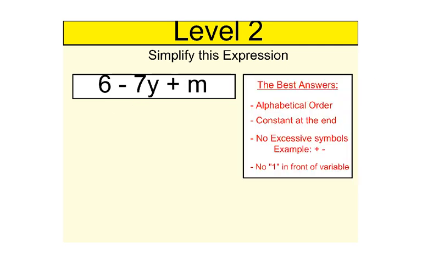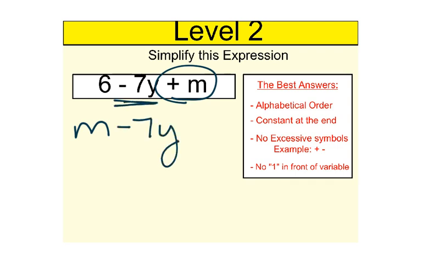Okay, now I have the best answer here, but I'm going to show you how to do this if I don't want to do the opposite sign thing. Well, what I would do is just do it exactly how it is. Hey, there's no like terms. I'm going to write my m first. It's a positive m, so I just write m. Now I have my minus 7y, and then I'm going to go with my 6. It's a positive 6 because there's no minus in front of it, so it's just plus 6, and that is my best possible answer.